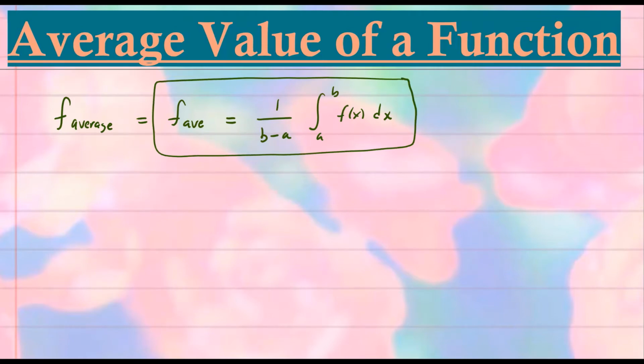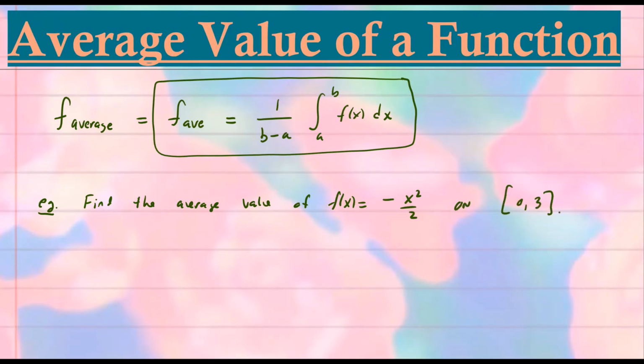interval a to b. So here's an example that we're going to be using to illustrate this idea. Say we want to find the average value of a function, let's say f of x equals negative x squared over 2 on the interval 0 to 3. So you're going to be using this formula. It's a definite integral, and you multiply by 1 over the difference in the interval.